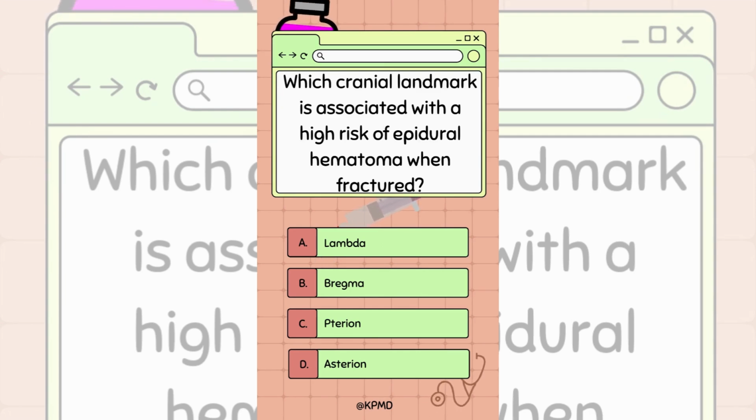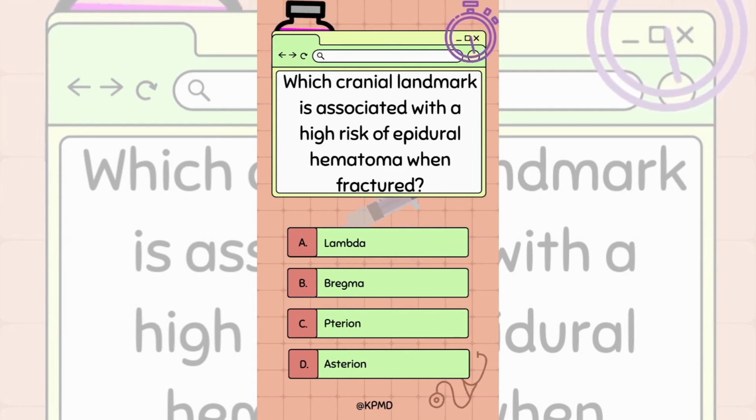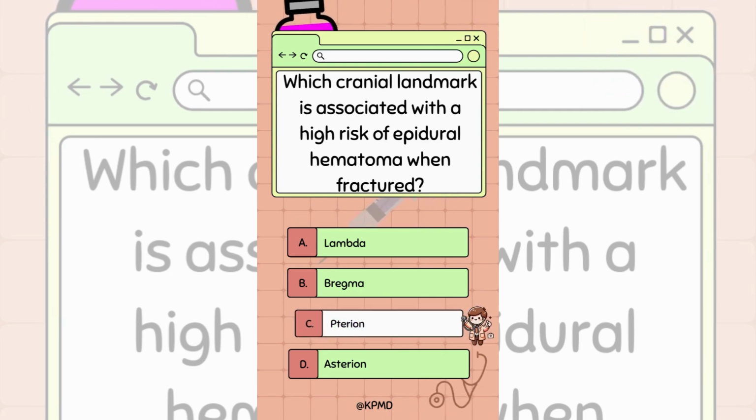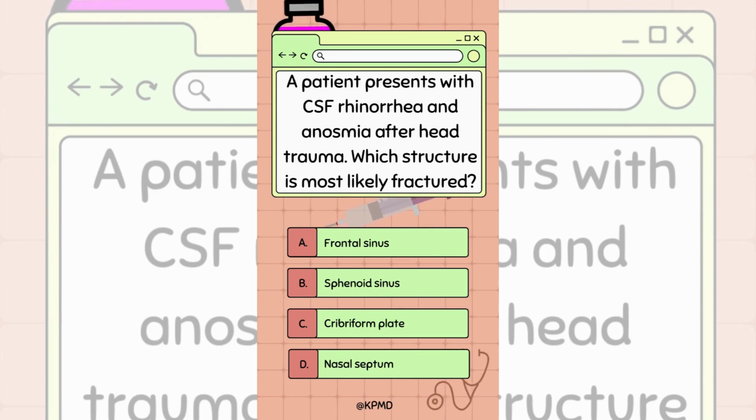Which cranial landmark is associated with a high risk of epidural hematoma when fractured? Correct answer is C, pterion. A patient presents with CSF rhinorrhea and anosmia after head trauma. Which structure is most likely fractured?